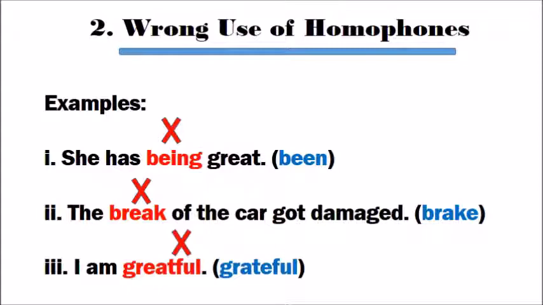Imagine the examples on the screens as we have them. Number one, she has being great. Now being is not supposed to be there. Why? Because being is a continuous form of be. Has in the sentence requires a perfect tense to follow it. So we should have had been instead of being.